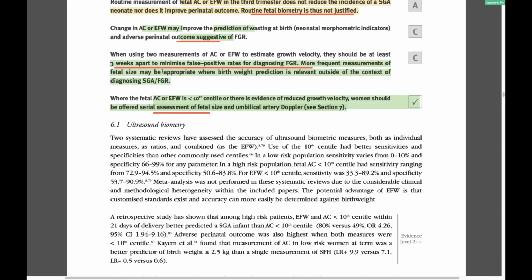Now what they are saying is that the measurement of AC and EFW has to be 3 weeks apart, 3 weeks apart for the diagnosis of SGA and FGR. Now you will find questions from this 3 weeks apart. Many times this question has come as an SBA.